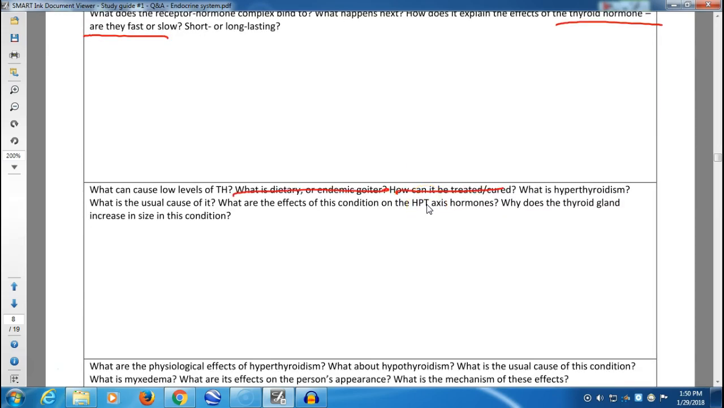Dietary goiter. How can it be cured? Iodine. Hyperthyroidism. Cause of it? Autoimmune. Those antibodies. That's what we just talked about. Effects on the HPT axis hormones. Thyroid gland increase. Why does thyroid gland increase in Graves' disease? Constant stimulation, it just keeps growing because of those antibodies that mimic TSH.